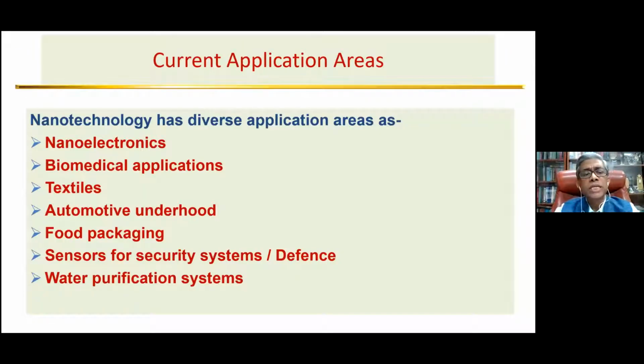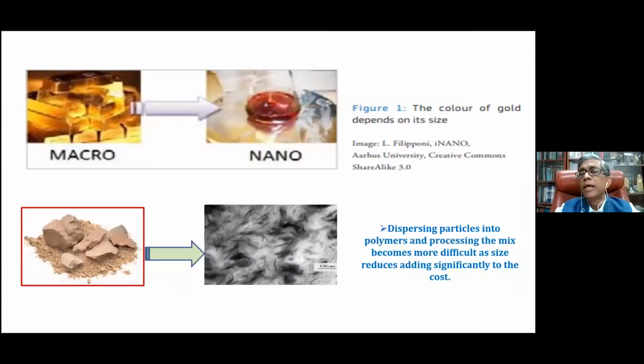So it's a diverse application, as I was saying: nanoelectronics, biomedical applications, textile, which I just mentioned, automotive, food packaging, sensors, water purification, and all that. I will show some of these applications. Now, how do we know this macro to nano? The top one is a very famous photo. See, anybody could identify on the macro, what I've written is actually gold.